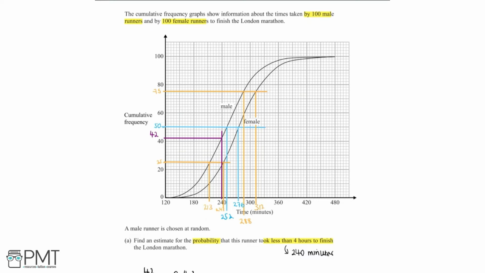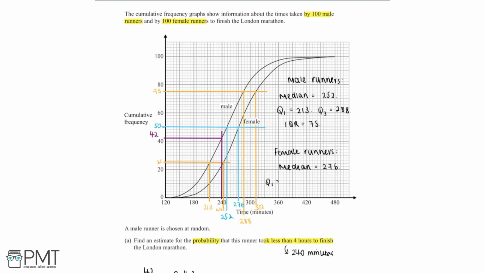So let's write down what we've found so far. For the male runners, we've found that the median is equal to 252. The lower quartile for the male runners is equal to 213, and the upper quartile is equal to 288. To find the interquartile range for the male runners, we do the upper quartile, take away the lower quartile, which in this case gives us an answer of 75. Now let's do the same for the female runners. We found that the median value for the female runners is equal to 276.